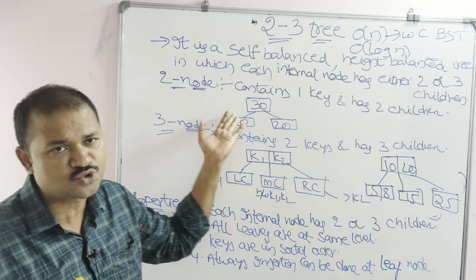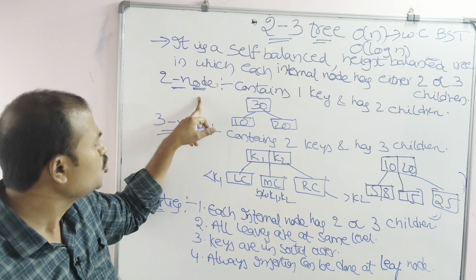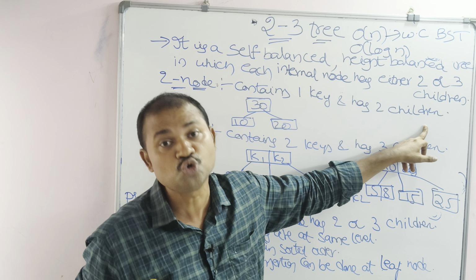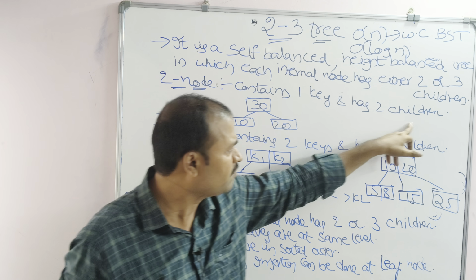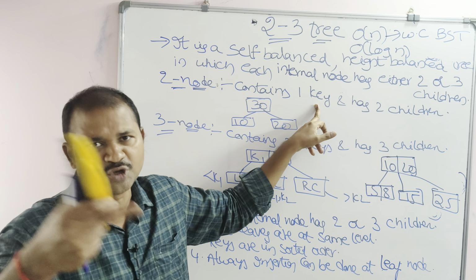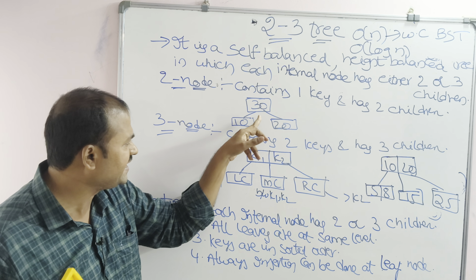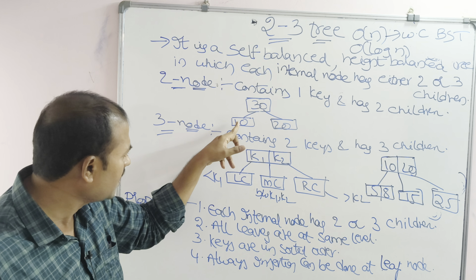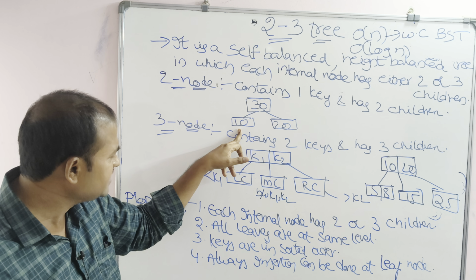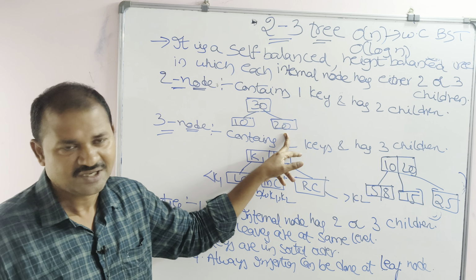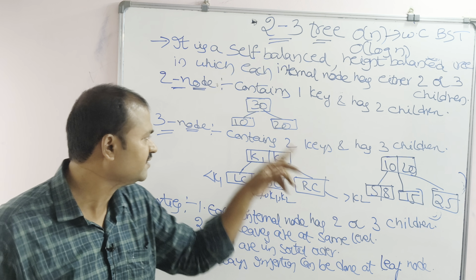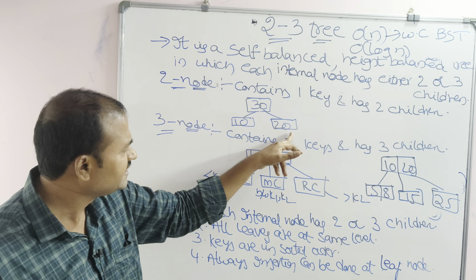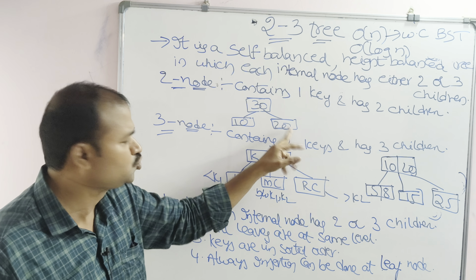So let us discuss what is a 2 node and what is a 3 node. A 2 node contains only one key and has 2 children. So a 2 node means we will have 2 children and above that only one key. Let's take an example. Here the key is 30. So here we will have how many children? 2 children. This is the first child, this is the second child. Here we follow the BST property only. The left child contains less than the parent, the right child contains greater than the parent. So one key, 2 children.